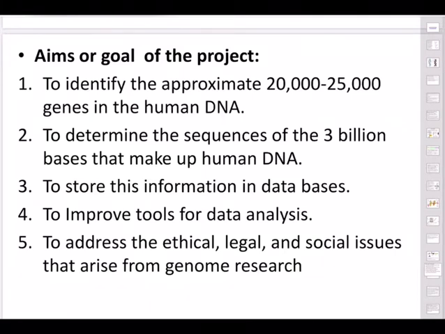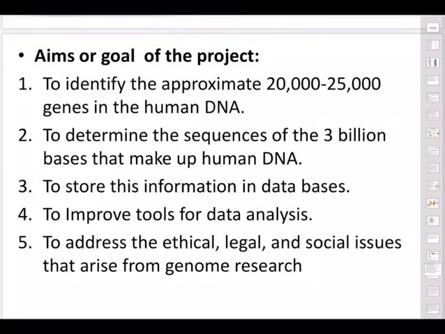Second, to determine the sequences of the 3 billion base pairs that make up human DNA. You know that the bases will be the nitrogenous bases, 3 billion. And third, to store this information in databases.